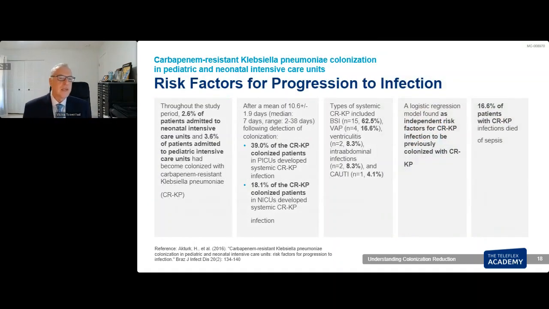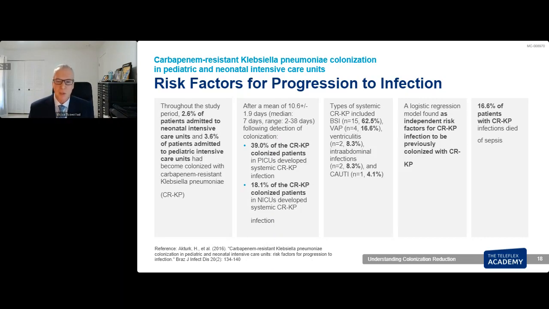This study was conducted in neonatal and pediatric ICUs in Brazil. To start, they found that the colonization of patients hospitalized at the neonatal ICU was 2.6%, let's say 3%, and at the pediatric ICUs, 3.6%, both around 3%. But then after 11 days, 39% of the colonized patients in the pediatric ICU developed systemic infection by carbapenem-resistant Klebsiella, and 18% of the patients colonized in the NICU developed systemic infection.